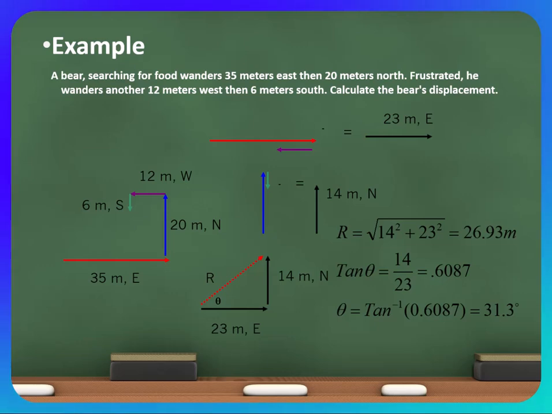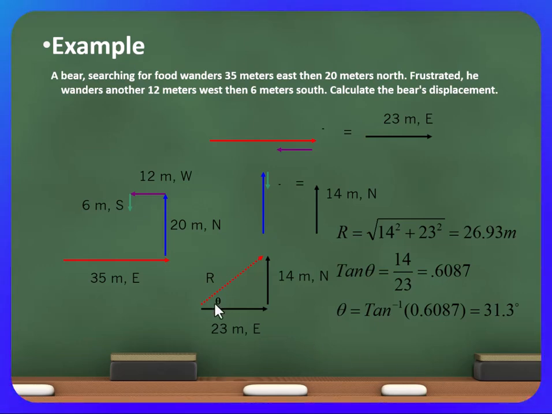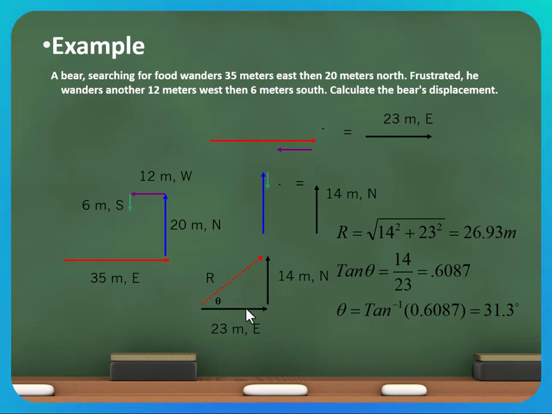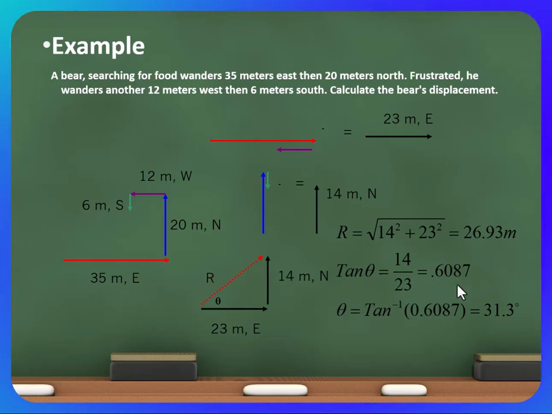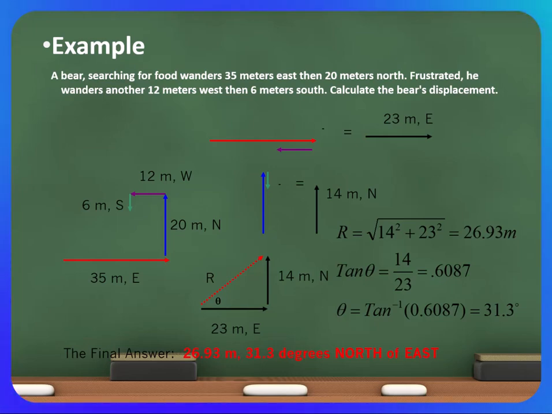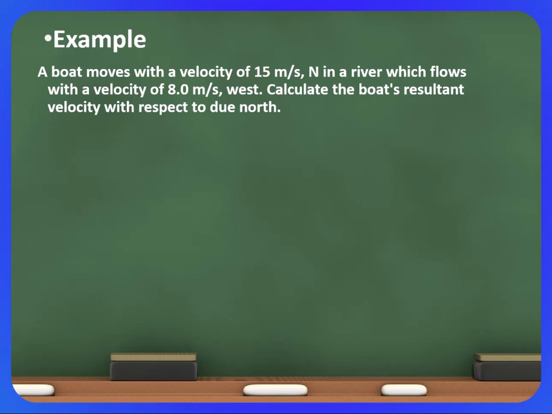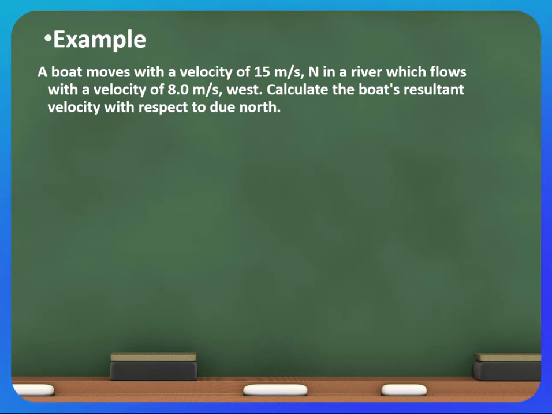which is the resultant. I'm going to use my tangent function. Tangent of theta, here's theta, opposite over adjacent, or 14 over 23, is 0.6087. And then to find out what theta is, we need to use our inverse tangent function. That's going to make theta drop out. So the inverse tangent of 14 over 23, or 0.6087, is 31.3 degrees. So our final answer is 26.93 meters is the distance of the resultant, and it is 31.3 degrees north of east.